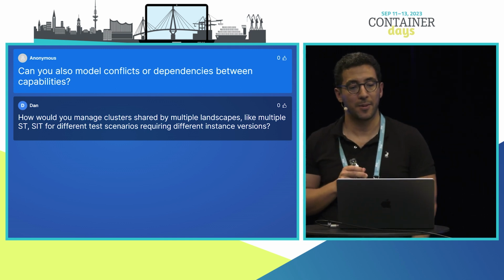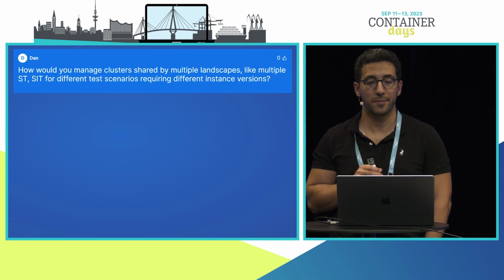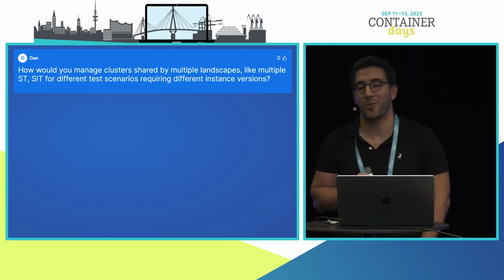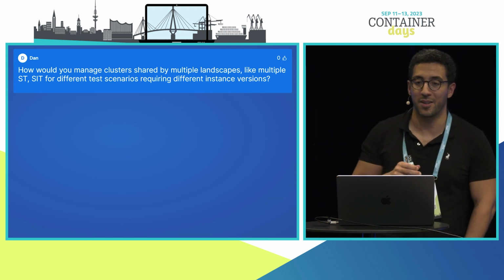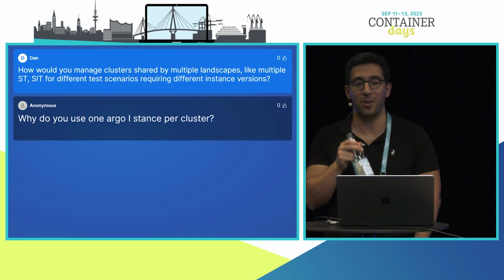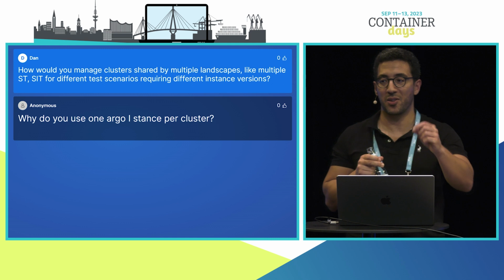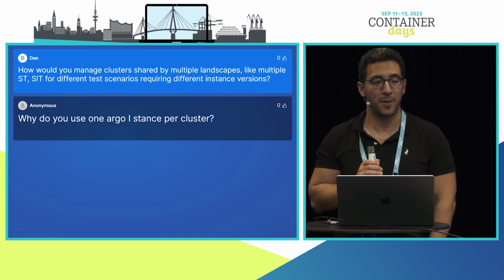The second question is, how would you manage clusters shared by multiple landscapes? I'm not sure what landscape means, like a hypervisor or different test scenarios. Well, I would say for us, every cluster is a production cluster. So you can say, for example, Amsterdam is a dev cluster and Berlin is CIT or something like that. So we don't see a difference between the stages. Each cluster is closed as one instance.